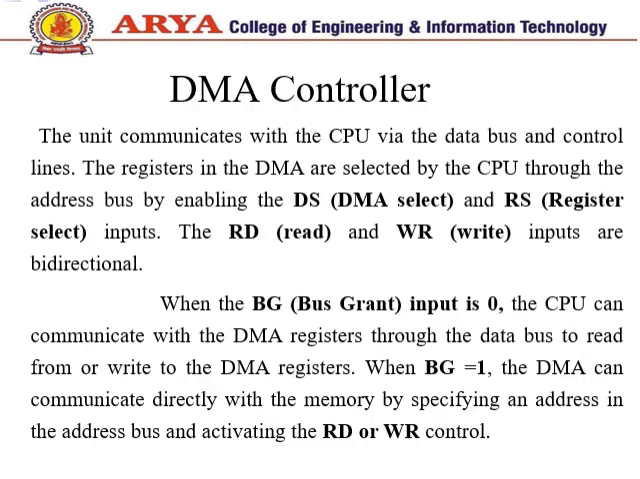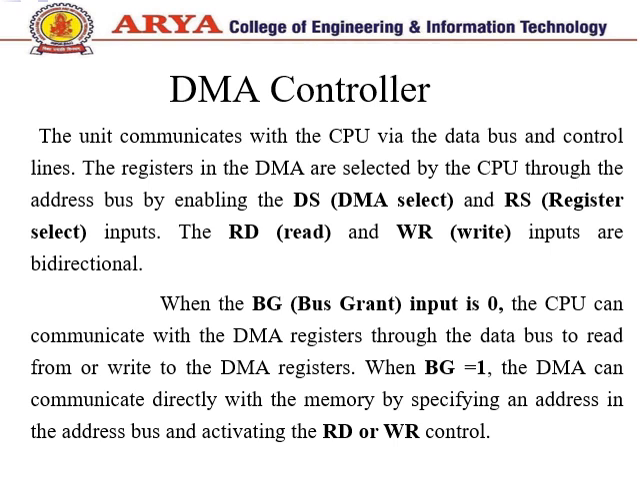What is the DMA controller? The unit communicates with the CPU via the data bus and control lines. The registers in the DMA are selected by the CPU through the address bus by enabling the DS. DS means DMA select and RS means register select input. The RD means read and WR means write inputs are bidirectional.